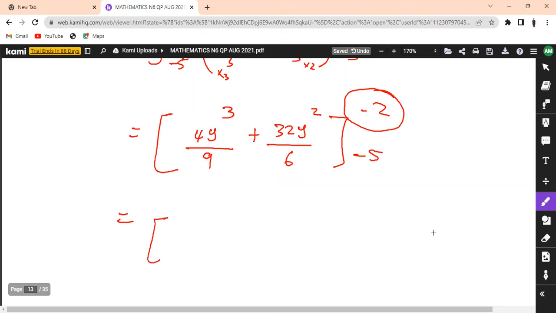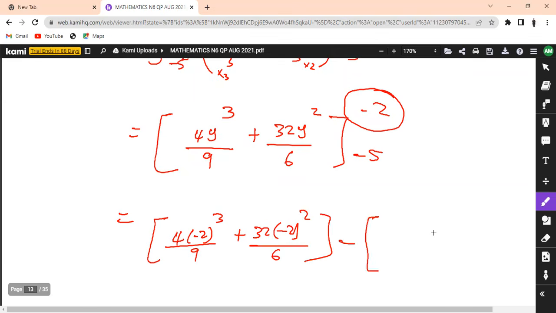So that is going to give us 4 into -2 cubed, everything over 9, plus 32 into -2 to the exponent of 2, everything over 6. So that's what you're going to have. Minus, we move on to the lower value, which is -5 in this case. So it's 4 into -5 cubed, everything over 9, plus 32 into -5 to the exponent of 2, everything over 6.